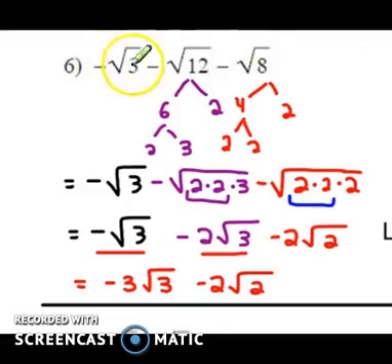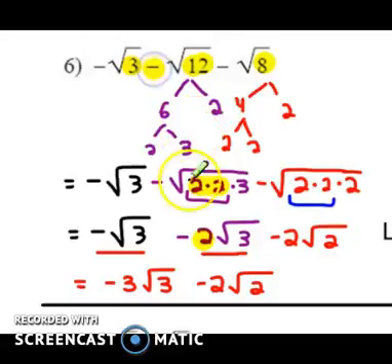In problem number 6, I have 3 unlike terms because I have the square root of 3, square root of 12, square root of 8. I go ahead and factor 12, 6 and 2. Then I have 2 and 3. So I have a set of 2's that come out. That's where I got that 2.